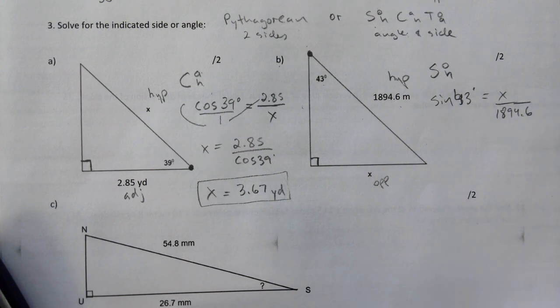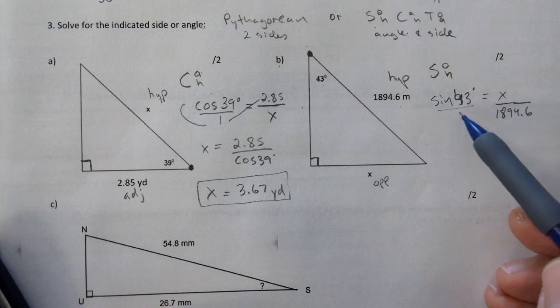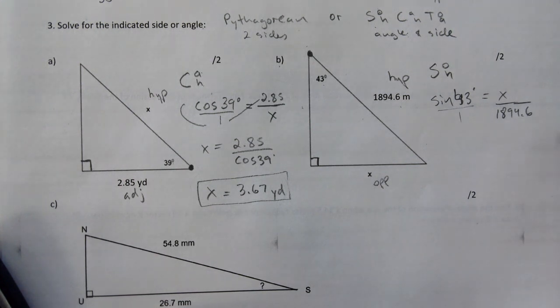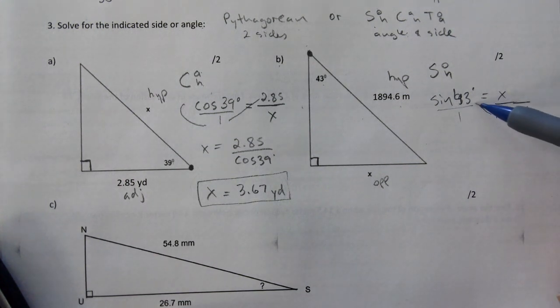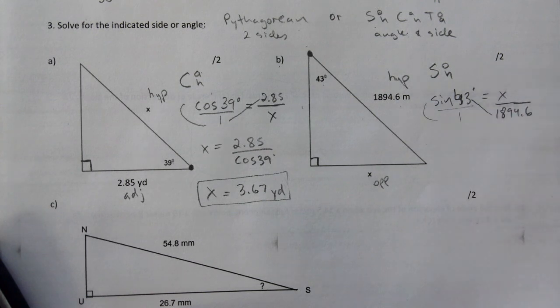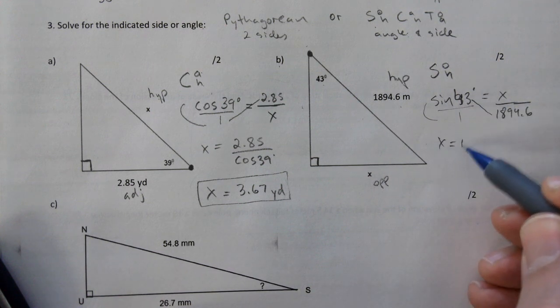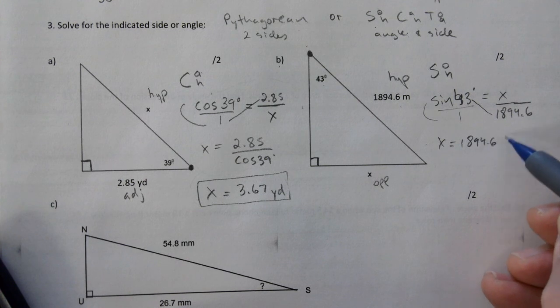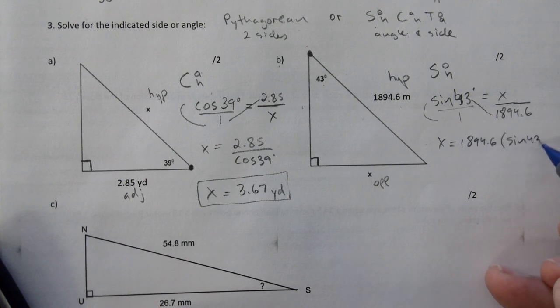1894.6, right? You put the 1 there just so you remember it's cross multiply and divide. So you multiply up in this case, divide down. You always start on the side where the variable is. That's where your journey starts. So multiply up, divide down. So it's 1894.6 times sine of 43.